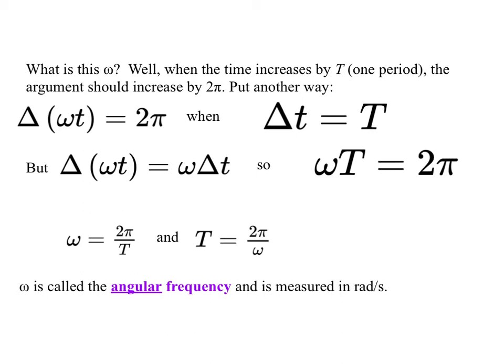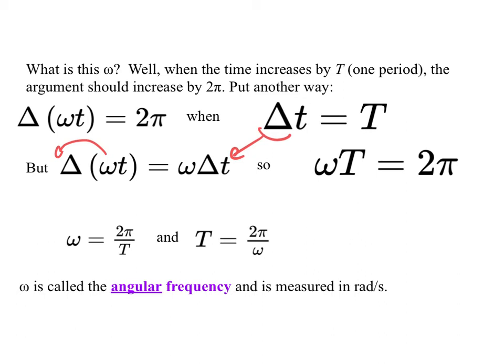Well, when the time increases by big T, that is 1 period, the argument of the cosine should increase by 2 pi, because cosine is periodic on 2 pi. Put another way, that delta of omega t should be 2 pi when delta of t is capital T. That when we increase the time by capital T, we increase the argument by 2 pi. But delta is a linear operator, and omega is constant, so it comes out front. So delta of omega t is the same as omega times delta t. But we just said that delta t is big T.